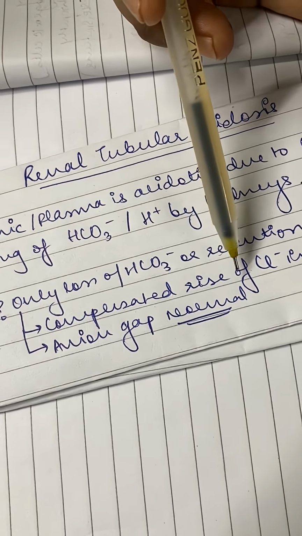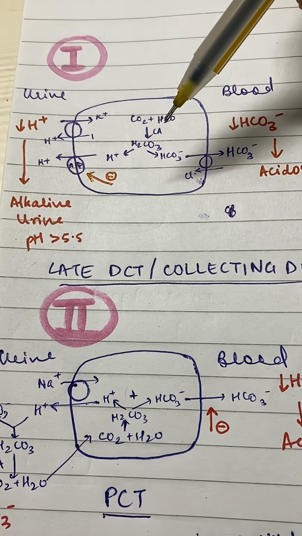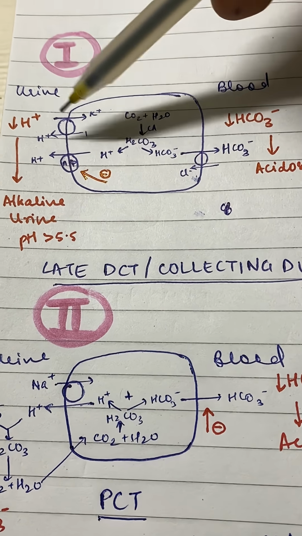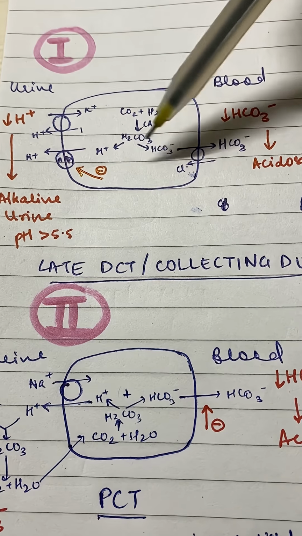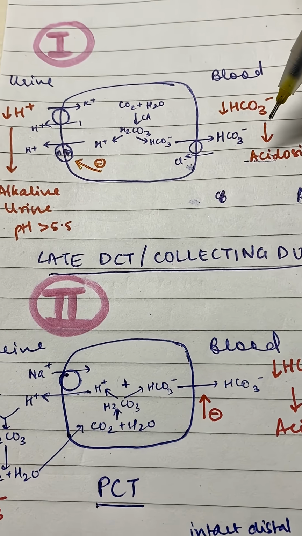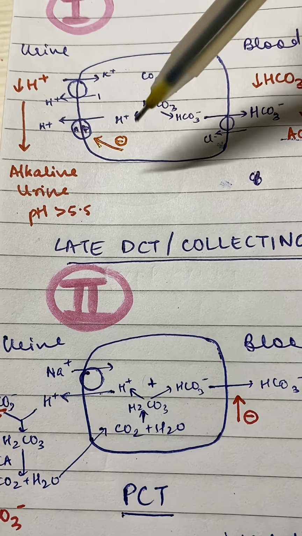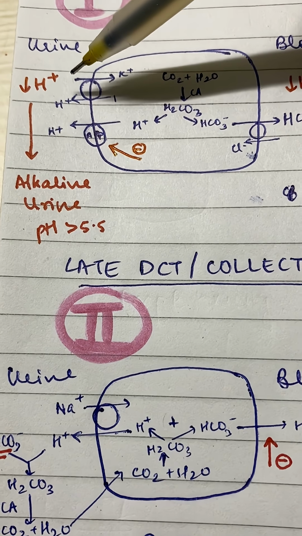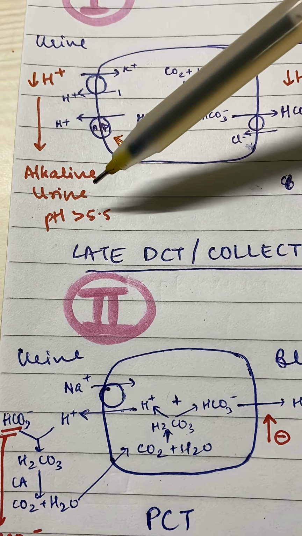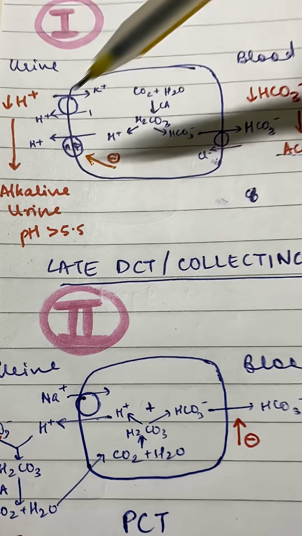This is your late DCT or collecting duct. It has something known as an alpha intercalated cell. This is responsible for the secretion of hydrogen into the urine and indirectly the reabsorption of bicarbonate into the blood. So if that process is interrupted for any reason, there's reduced hydrogen in the urine that causes alkaline urine. The pH is more than 5.5. And there is reduced bicarbonate in the blood that causes acidosis.